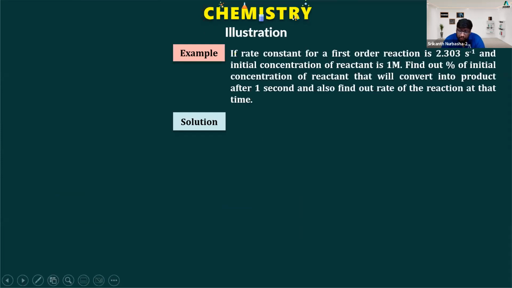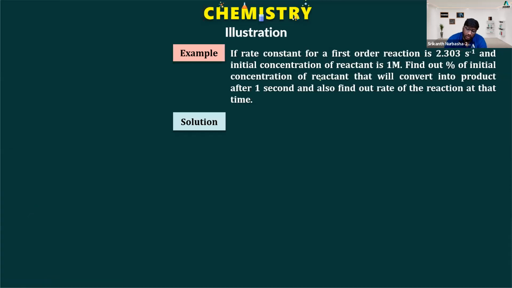Try to solve this question. If the rate constant for the first order reaction is given as 2.303 second inverse, they said first order reaction, and initial concentration of reactant is 1 molar. Find out the percentage of initial concentration of reactant that will convert into product after 1 second, and also find out the rate of reaction at that particular time.